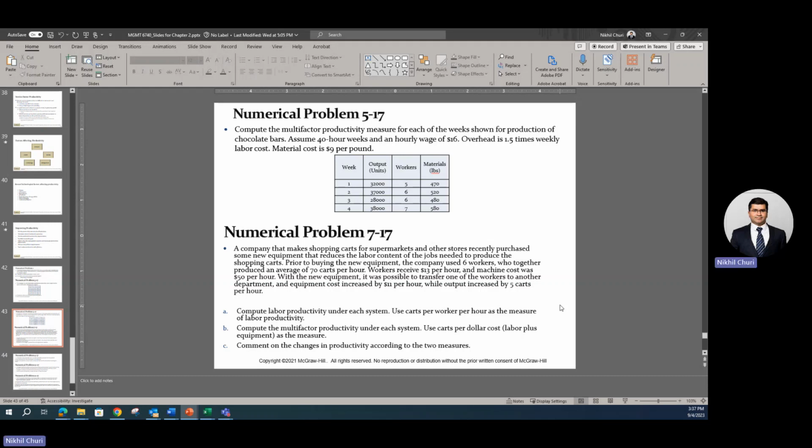Workers received $13 per hour. Machine cost was $50 per hour. With the new equipment, it was possible to transfer one of the workers to another department, and equipment cost increased by $11 per hour, while output increased by 5 carts per hour. So again, some more level of difficulty has been added. So we will try and solve this problem as well.